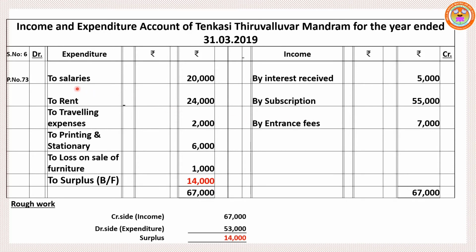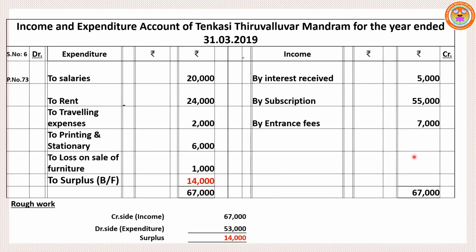Salaries are a revenue transaction. Rent is also a revenue transaction. Traveling expenses are recurring in nature, revenue. Printing and stationery, revenue transaction. Investment made and sports equipment purchased are both capital transactions. Once in a while we are purchasing equipment and once in a while we are making investments, so these are non-recurring in nature and should be omitted. Then the closing balance should also be omitted. The loss on sale of furniture is 1,000.